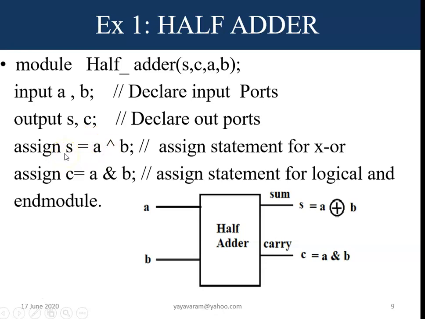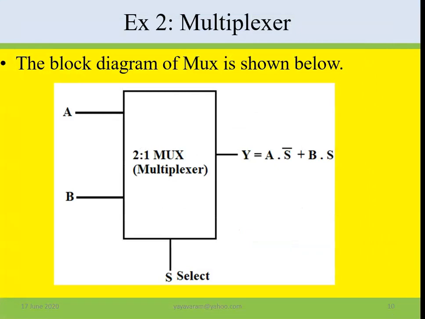What is the procedure to write this? Simply write assign S is equal to A XOR B. We know the symbol for this; this is the symbol for the XOR operation. Then assign C is equal to A logical AND B. This is carry, this is sum. Simply end module. This gives the output of sum and carry of a half adder.